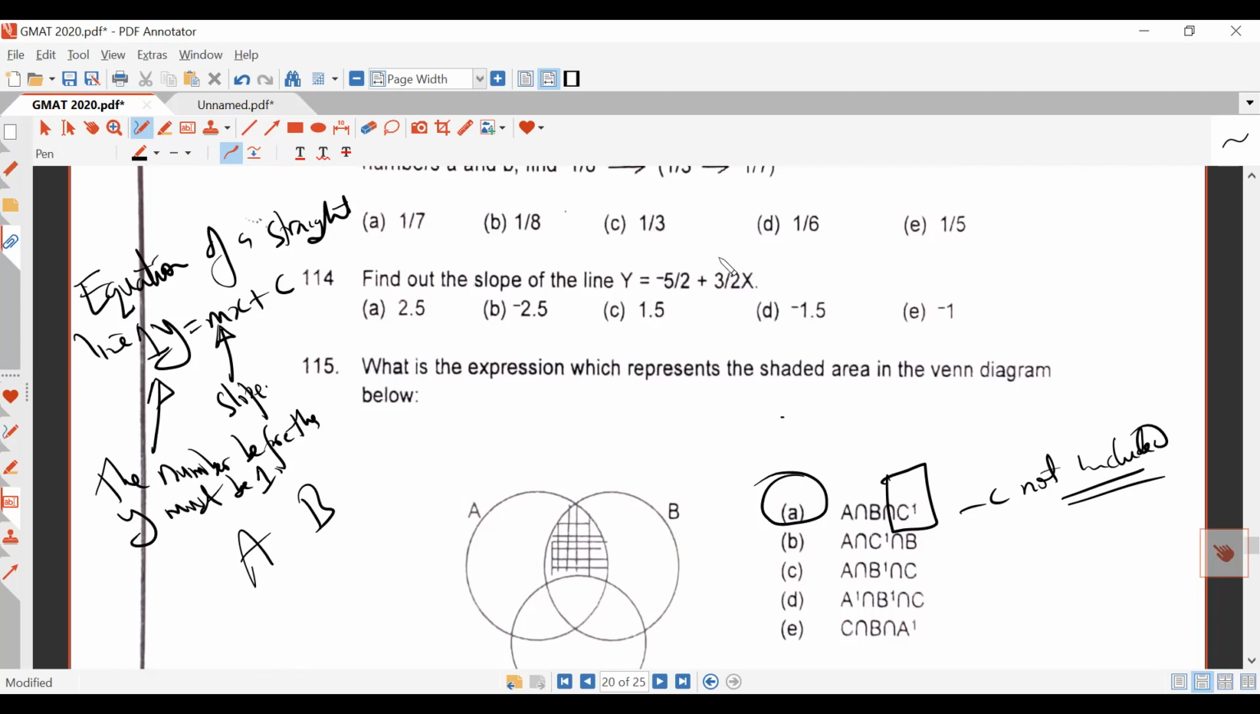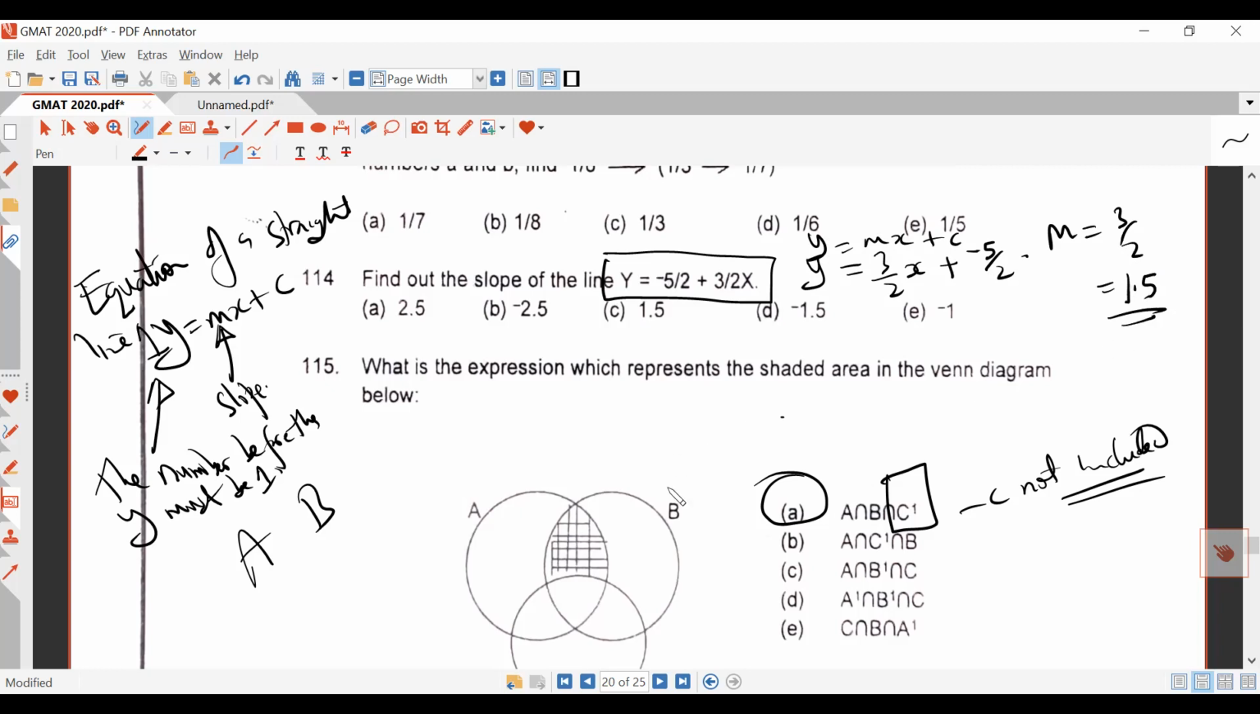It's not shown because it changes nothing. Now, if you look at this equation here, it is the same as y equals 3 over 2 of x, then minus 5 over 2. So this is the same as y equals mx plus c, meaning that our slope is actually 3 over 2, which is the same as 1.5. So the answer here is this one here.